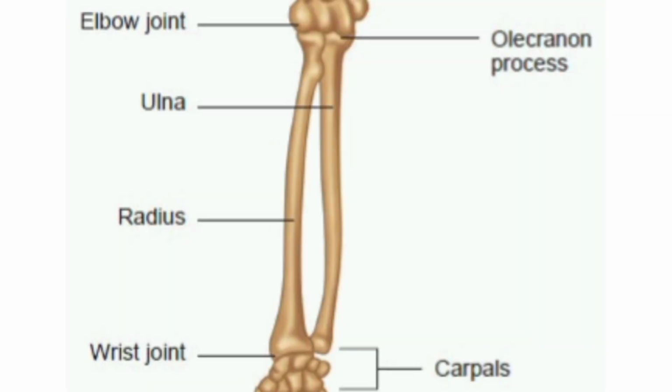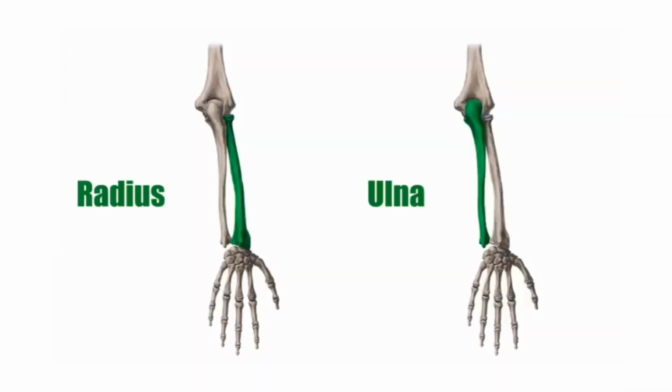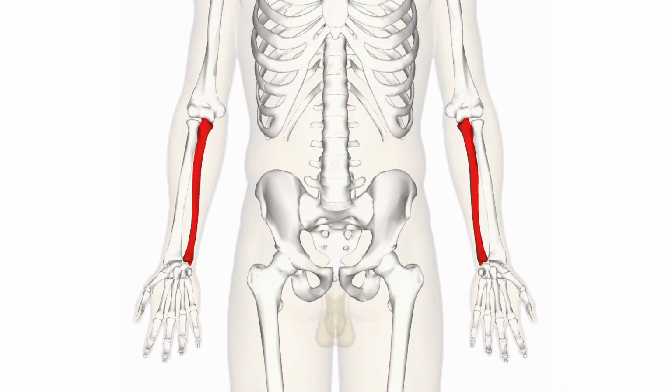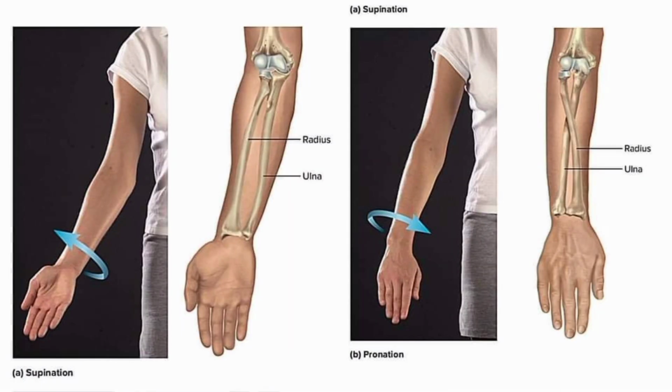Forearm. In the forearm, we have two bones, the radius and ulna. The radius is on the thumb side, and the ulna is on the little finger side. Together they allow rotation of the hand, called pronation and supination.